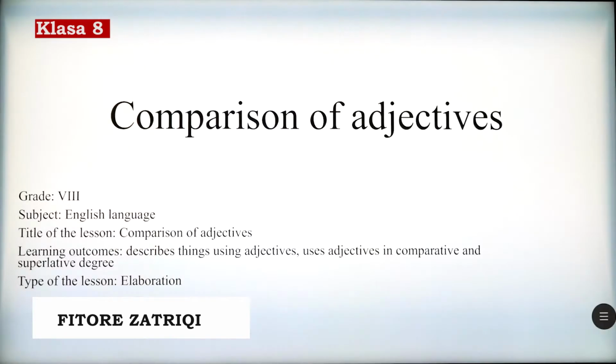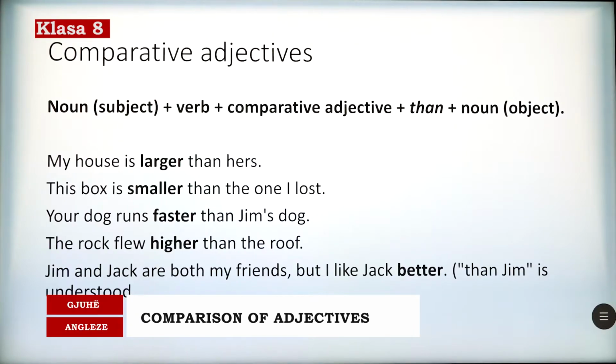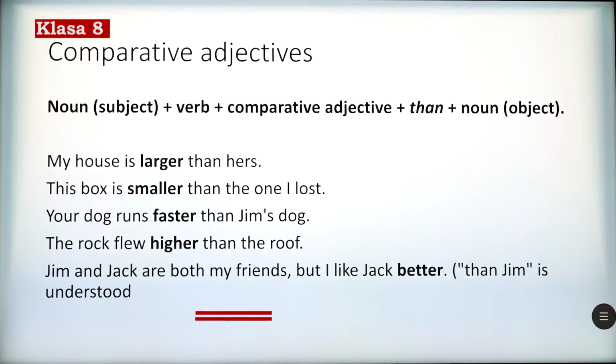Today's lesson is a comparison of adjectives. I hope you will enjoy the lesson. Comparative adjectives are used to compare differences between the two objects they modify. They are used in sentences where two nouns are compared in this pattern. The pattern is presented here, as you can see: noun plus verb plus comparative adjective plus than plus noun object.